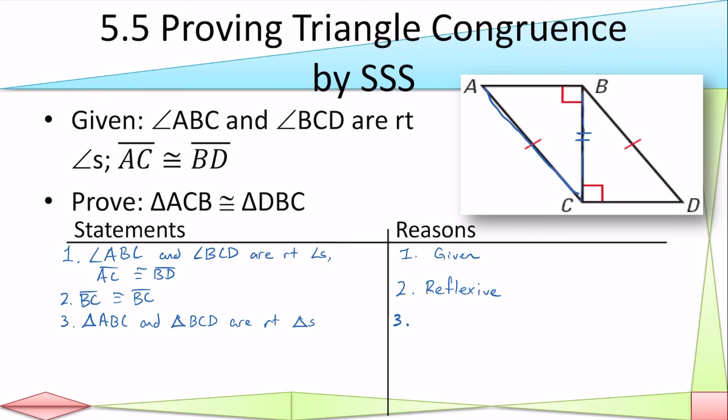And how do we know they're right triangles? Well, what are right triangles? Right triangles are triangles that have a right angle. That is the definition of a right triangle. So now we have our hypotenuse is congruent, we have a leg congruent, and we have the right triangle. So now we can say, step 4, triangle ACB is congruent to triangle DBC because of HL.